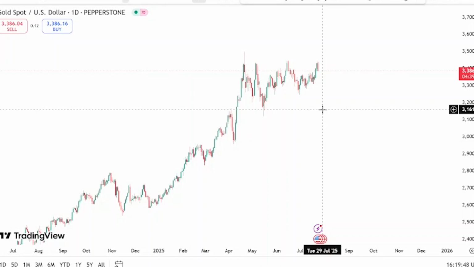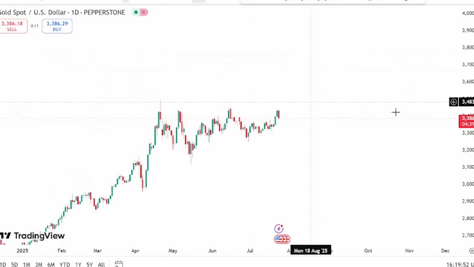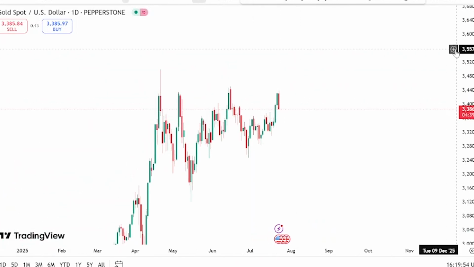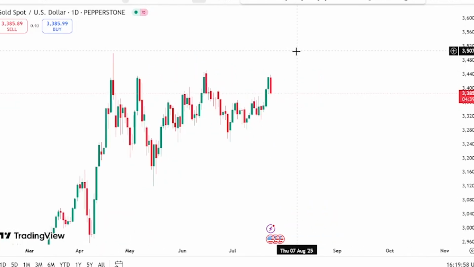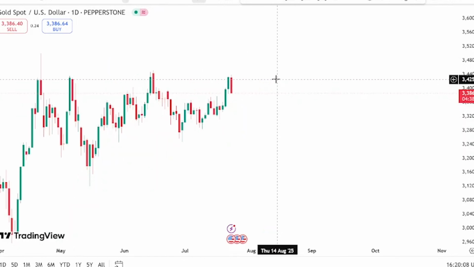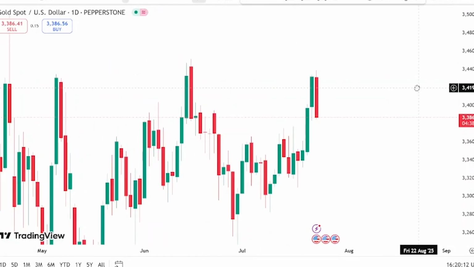Okay, now let's start from the higher time frame. This is the daily time frame, so you can see that we are still moving up. We are in the uptrend. So what we are looking for is how we can get in by taking a buy or sell in gold. You can see now we are trying to create this bearish candlestick where we are moving down.